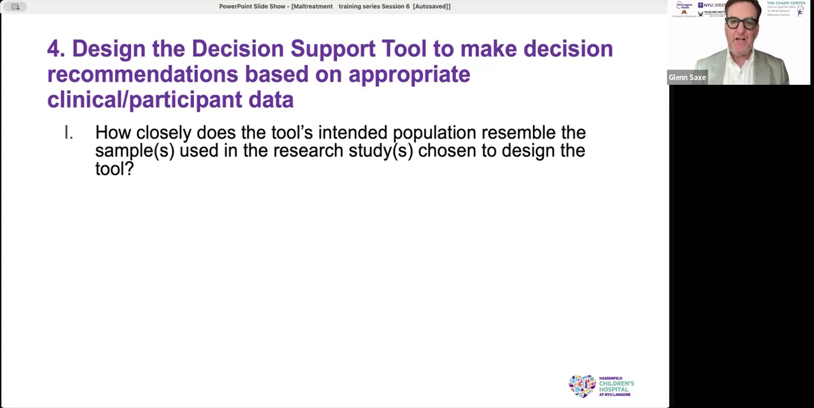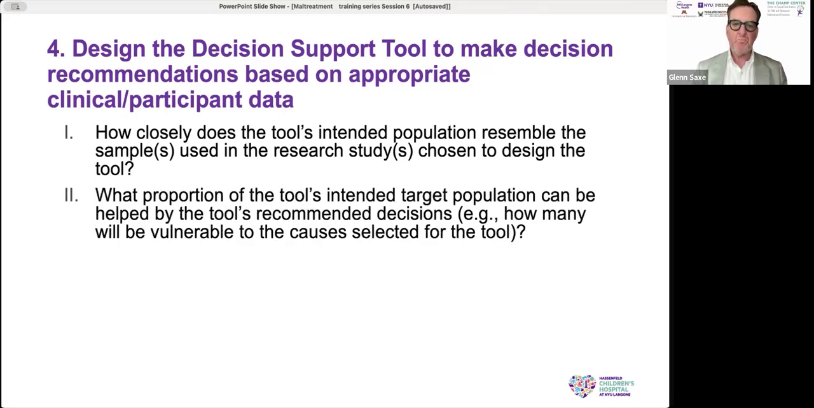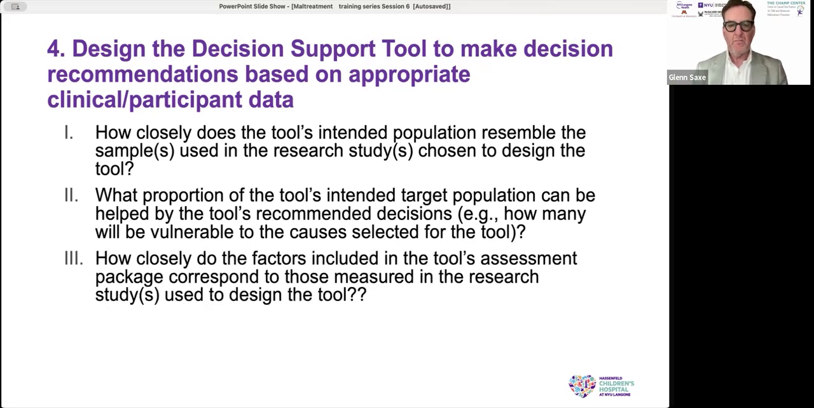So you have to be thinking about how closely the tool's intended population resembles the samples in the research studies. What proportion of the tool's intended population can be helped by the tool's recommended decisions? So if you're selecting a few causes, what proportion of the population will this be relevant for? And we struggle with that a lot as we design our tools.